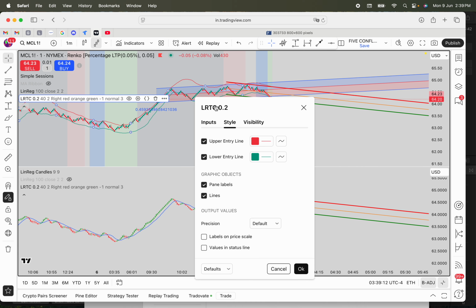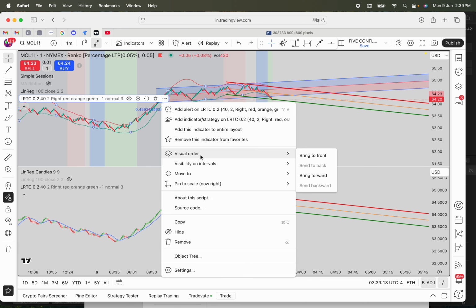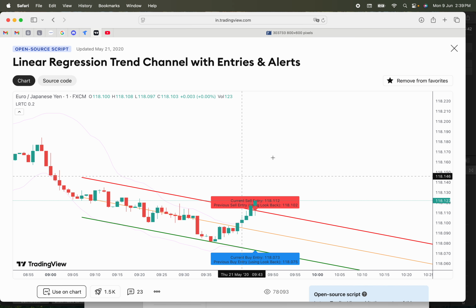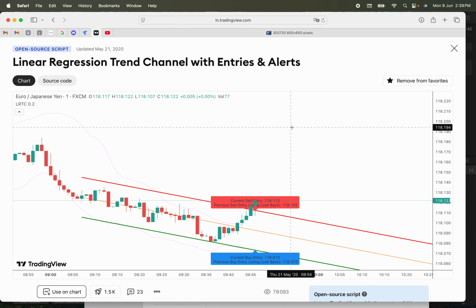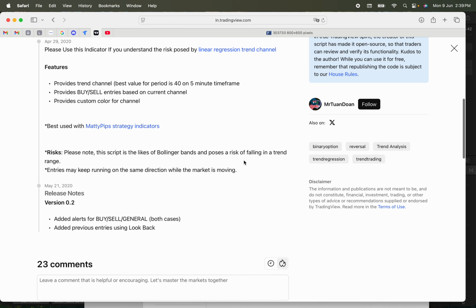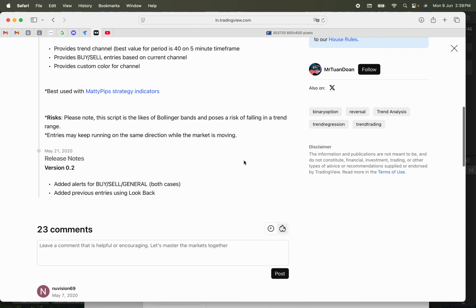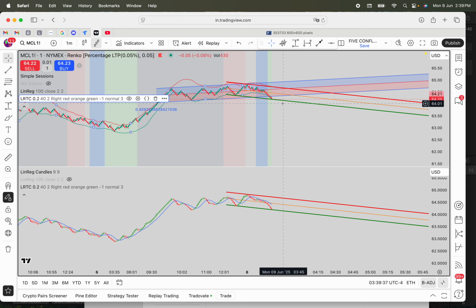So this is called LRTC, that one there, and I'll just show you who it's made by. About this script, I'm pretty sure I've explained this before. Linear regression trend channel with entries and alerts. It's made by Mr. Tuan Doan. Is that correct? Is that how you pronounce his name? It's got 23 comments. The only reason I have that here is it just looks different than the linear reg.